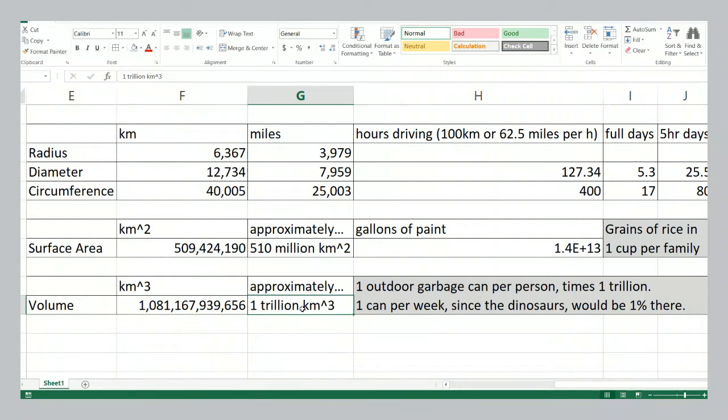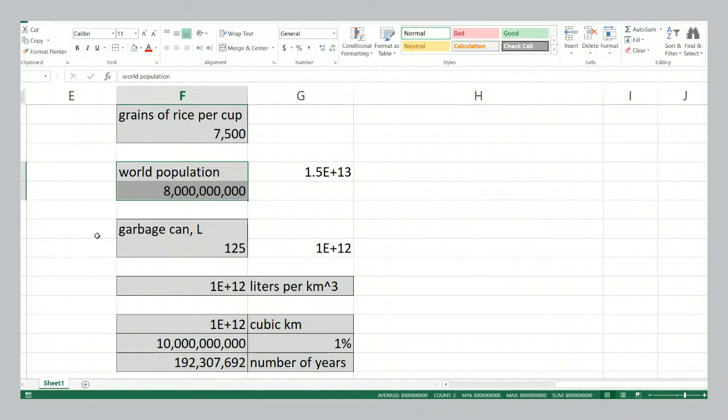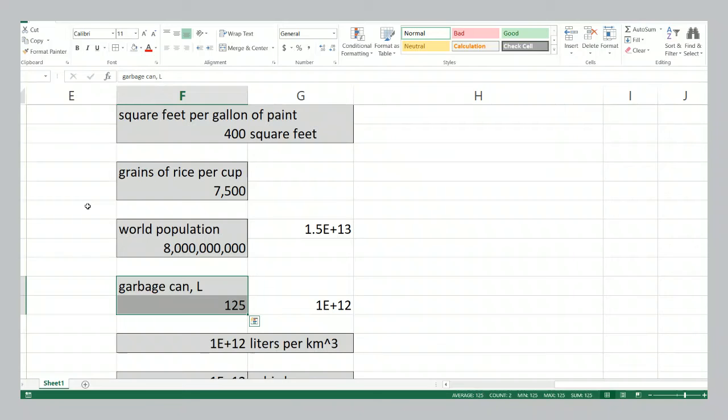Let's get a little bit more specific. We're going to work with the world population again being approximately 8 billion. So a typical garbage can, an outdoor garbage can, not the small ones that go in your kitchen, but like the big outdoor ones in the park or what you put outside for garbage day, is approximately 125 liters. So 125 liters times 8 billion, okay?